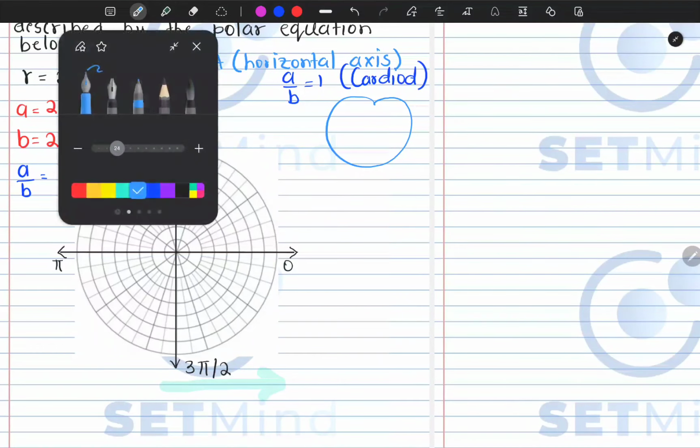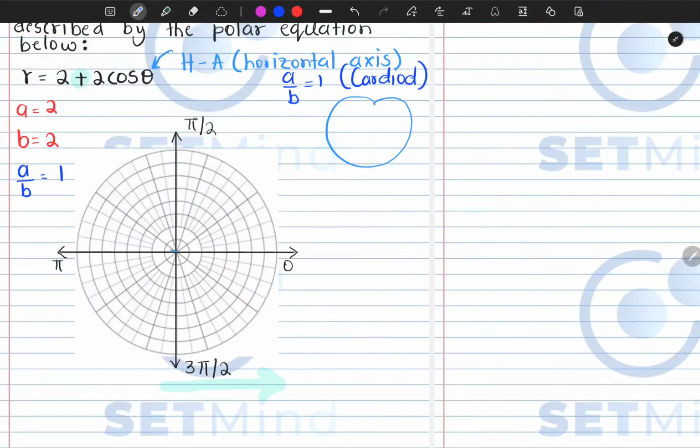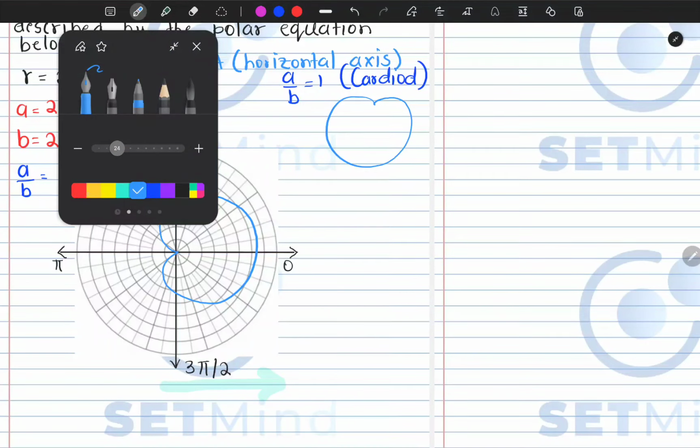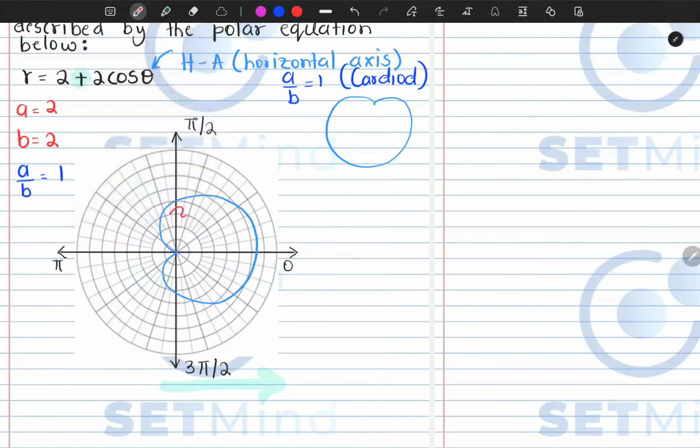Okay, so let's go and put in our cardioid. Our cardioid will start at the origin. It will go up, move, and then come back there. Okay, that is how our cardioid is gonna look. Then we need 3 points. We need that point and that point and that point there.